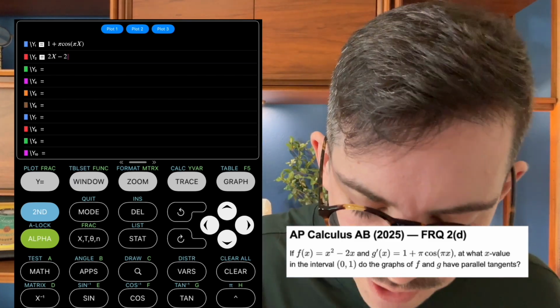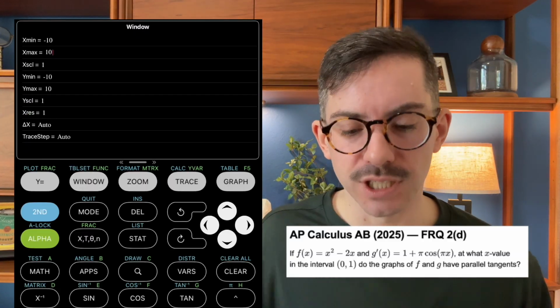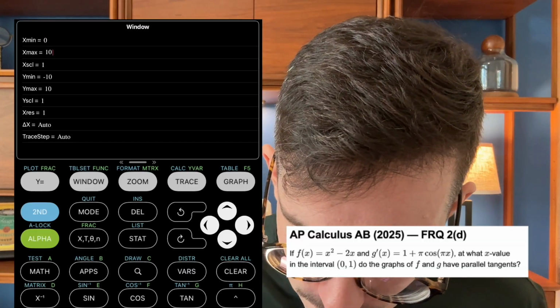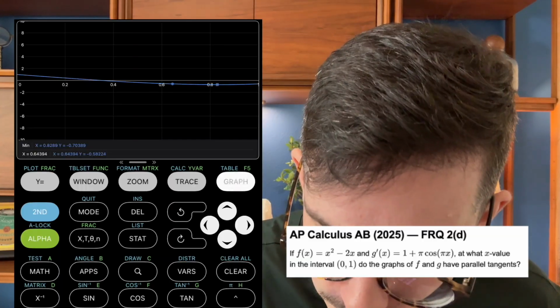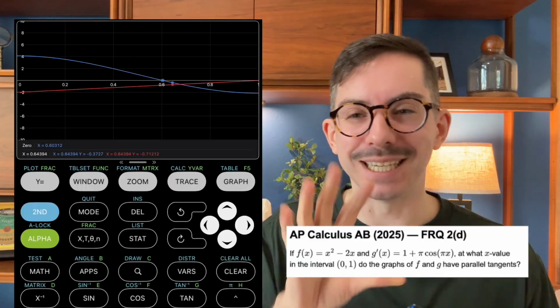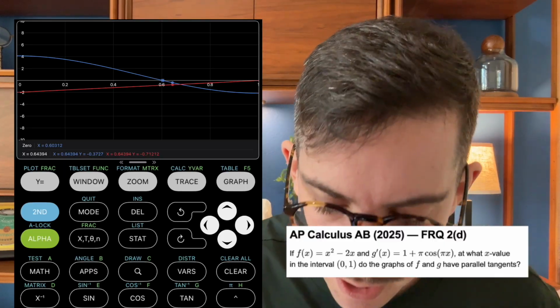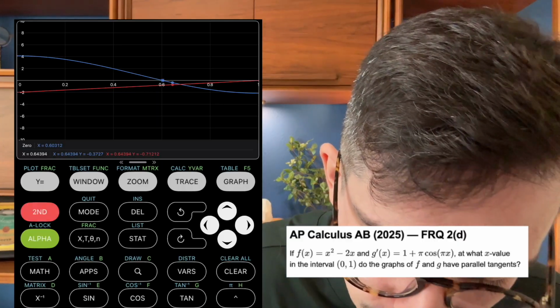I'm not even going to look at the graph yet, because I know I'm only interested in the interval 0 up to 1, so why don't I go in and change my x min to 0 and my x max to 1. That means when I graph it, I know I'm seeing exactly the right region that I'm interested in. Okay, I've got my two curves. I want to find that intersection point.